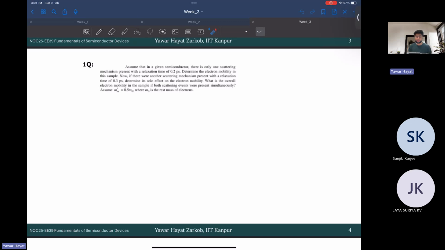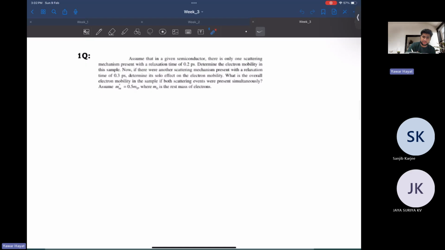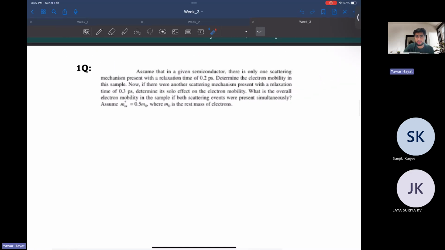Okay, so this is our first problem for today's live session. Assume that in a given semiconductor, there is only one scattering mechanism present with a relaxation time of 0.2 picoseconds. You need to determine the electron mobility in the sample. Now, if there were another scattering mechanism present with a relaxation time of 0.3 picoseconds, you need to determine its solo effect on the electron mobility. And then what is the overall electron mobility in the sample if both the scattering events were present simultaneously? Assume that your effective mass of electrons, mn star, is 0.5 m naught, where m naught is the rest mass of electrons.